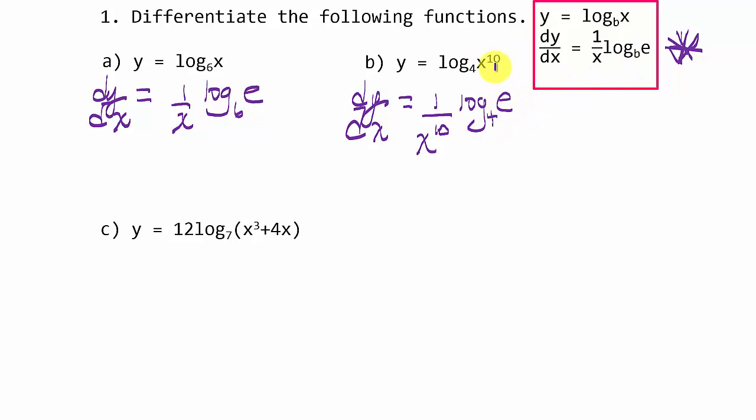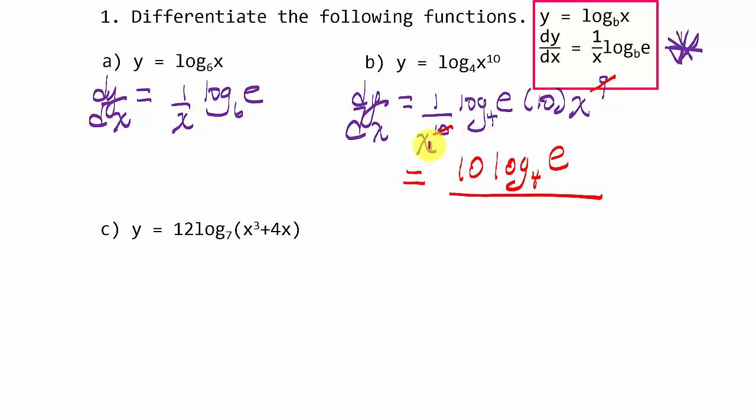Now we have to use the chain rule. We have to take the derivative of x to the power of 10, so times 10x to the power of 9. Let's see what we can reduce. X to the power of 9 over x to the power of 10. We're left with 10 log base 4 of e all over x to the power of 1.